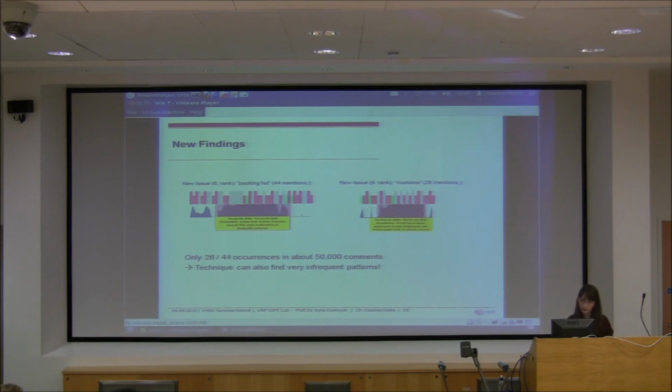And with the help of such an automatic pre-processing and with the help of the interestingness function, they found some more findings. And what is really interesting about them now is that we had only 24 or in the other case 44 occurrences in about 50,000 comments. So this was a very, very rare term, but still with the help of that technique, you could find out that there's a problem and that this term has to be taken care of in this case.